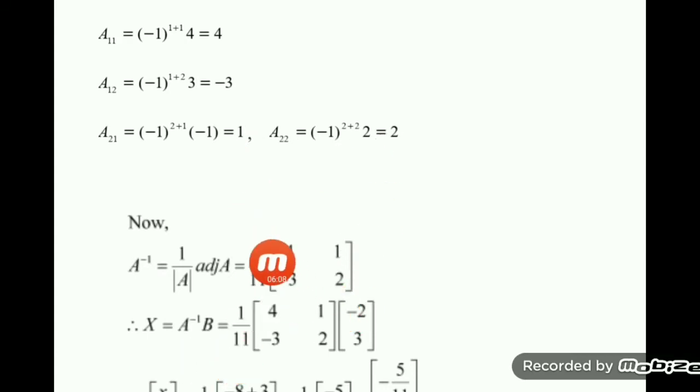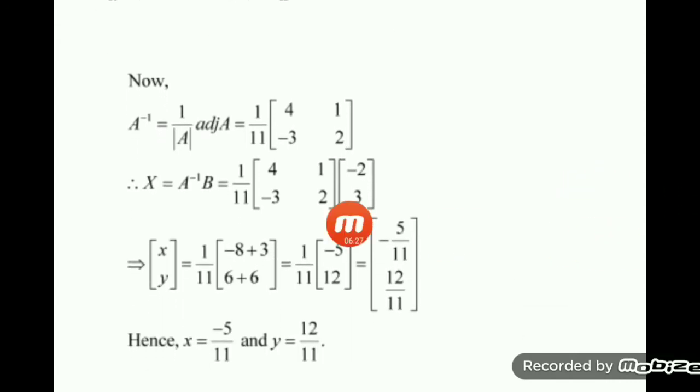Here you see, don't multiply 1 by 11 with this, because then it will become fractions, and when you multiply after that, it is difficult for us to do the calculation. That's why first do the calculation, and ultimately when you want to get the answer, that is the comparison step, then only multiply both the elements by 1 by 11, that is by 1 by determinant of A. So keep 1 by 11 as it is, then do the matrix product.